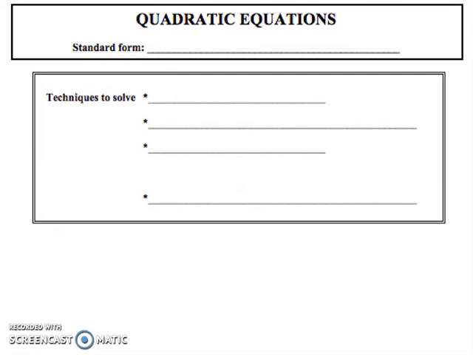This is Pre-Calculus, Section 1.5 Notes, Day 2. Yesterday we talked about linear equations and absolute value equations. Today we are going to talk about quadratic equations. Standard form for quadratic equations looks like ax squared plus bx plus c equals 0.